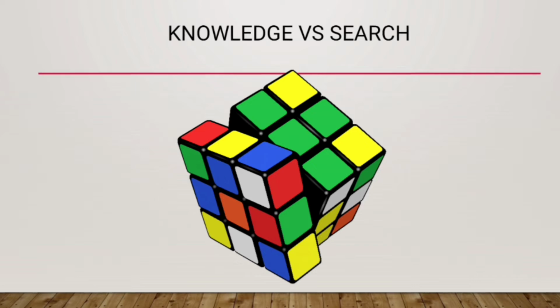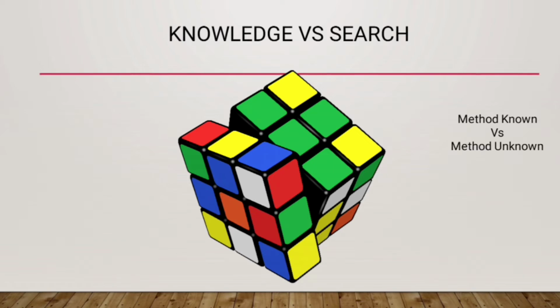We keep problem solving as the base, and problem solving means we have a problem and we have to solve it. In this example, the Rubik's cube is in your hand and you are going to solve the problem. To solve it, you'll have a knowledge based approach and a search based approach. Knowledge means you know the methodology to solve the problem. Search means you don't know the methodology, so you simply rotate the Rubik's cube and find the solution. So this is method known and method unknown.